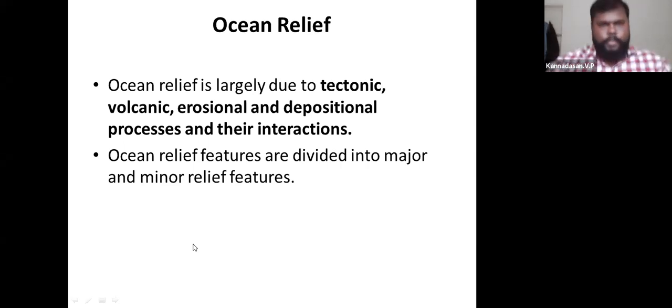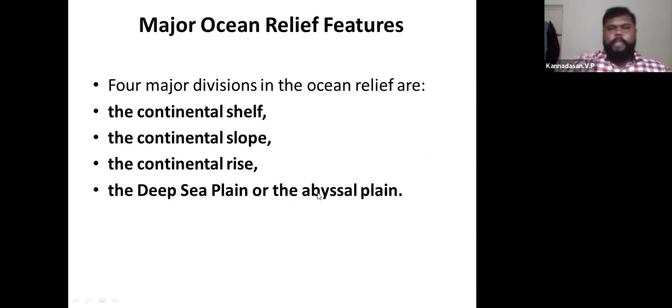Ocean relief is one such feature, shaped by tectonic and volcanic, erosional and depositional processes and their interaction, obviously. Again, exogenic and endogenic. In this case, exogenic means erosional and depositional features that are created by the sea waves and the movement of the sea, whereas tectonic and volcanic are the endogenic geomorphic processes. So major and minor ocean relief features are there.